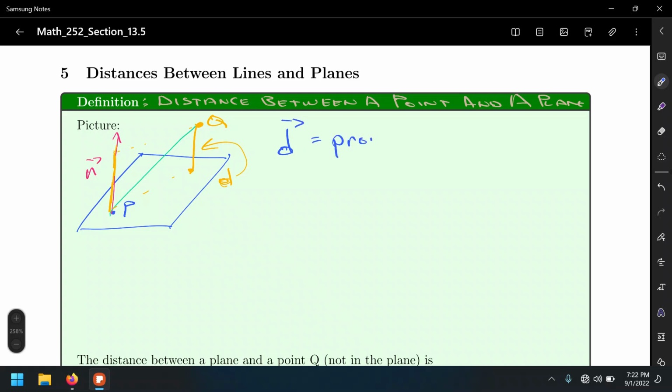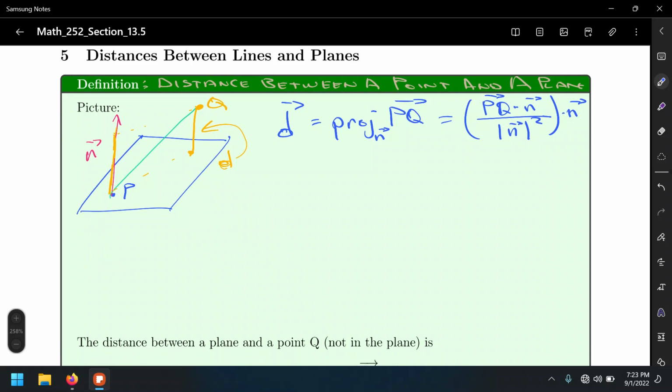That's the projection of the vector PQ onto the normal vector related to that plane. We're given the equation of the plane, and the coefficients of the equation describe that normal vector. The formula for the projection that we did last time is the dot product between the vectors over the magnitude squared, times the normal vector, all right? But in this case, we want the magnitude of that distance.